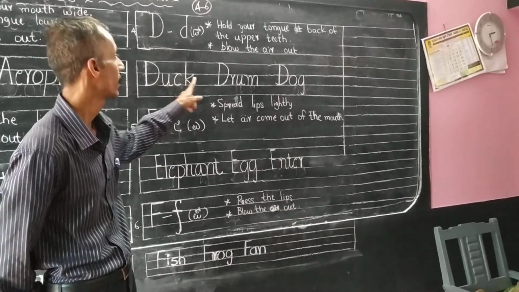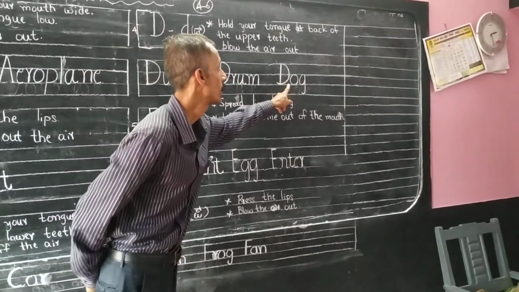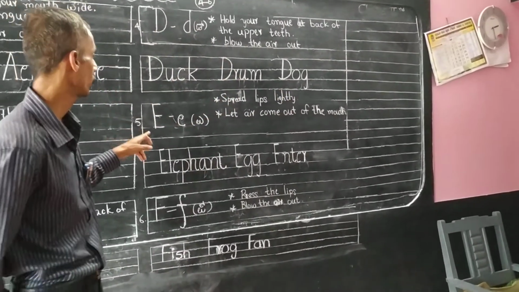So duck, drum, dog. Like this: duck, drum, dog. Like this you have to pronounce. Your child should pronounce it.